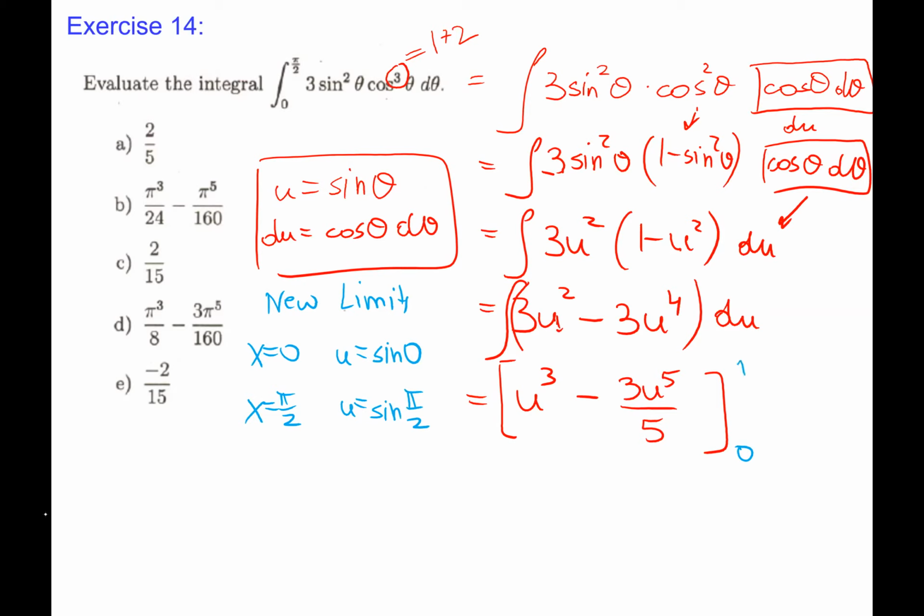Again, beautiful limits. I love 0 and 1, which is 1 minus 3 over 5. 0 will give me 0. The final answer is, who can tell me? A, B, C, D, or E? Again, A. Probably I set up everything A, but no. On the test, we will not have everything A.